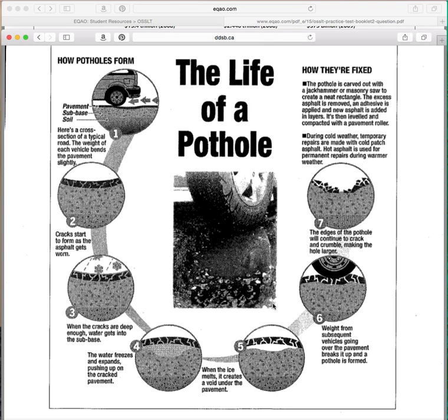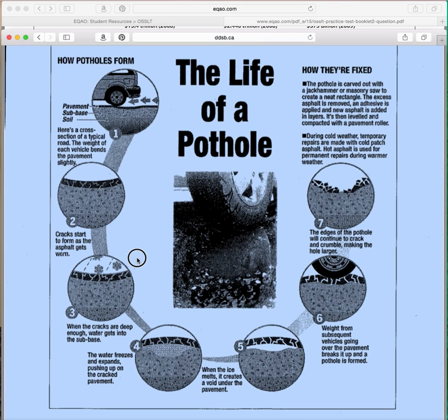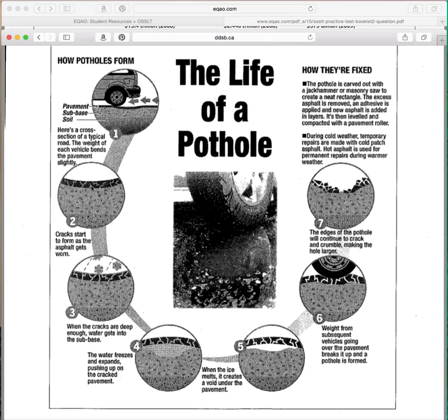We can see that a photo is used. It's very important to notice the use of lines here, and also these numbers indicate that we are talking about a process in the life of a pothole. So you see up here how potholes form. So you can see that's really what it's about. And then when we get to the end of the process, we have another caption here describing how they're fixed. So we should understand the process, we should understand the beginning, and also the end is over here.